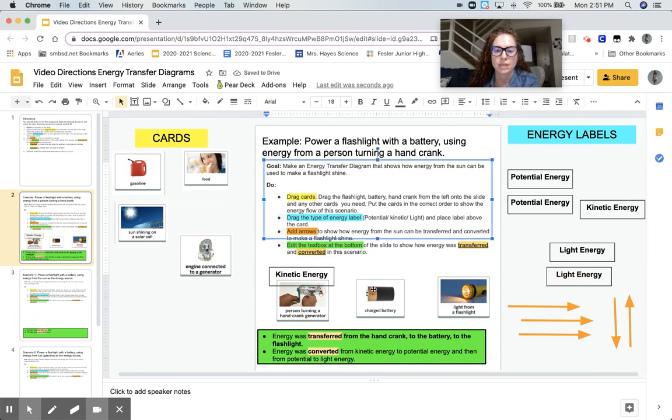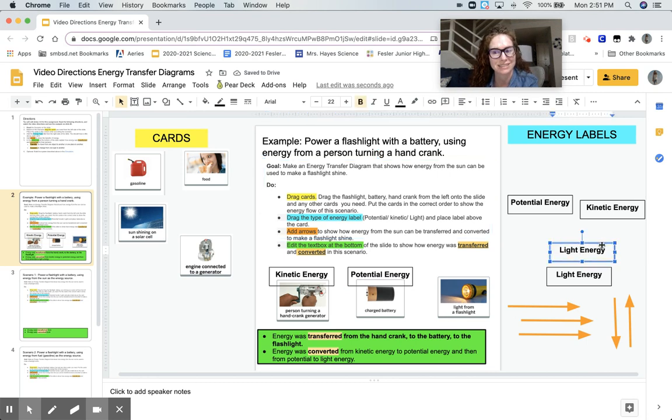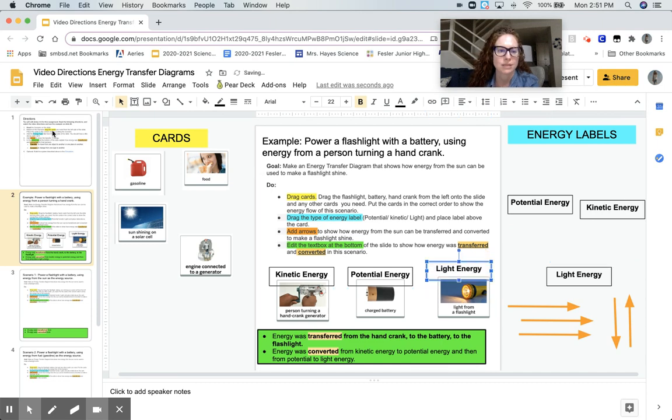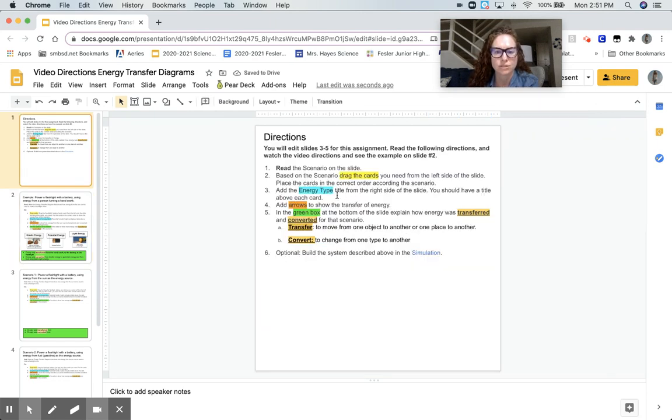All right, so then the battery, I know it's a charged battery. It's not moving. It's potential energy. It's stored for later. So that's potential energy. Light is probably light energy, right? It is. So light energy. All right. Go back up here. These are a little more detailed directions.